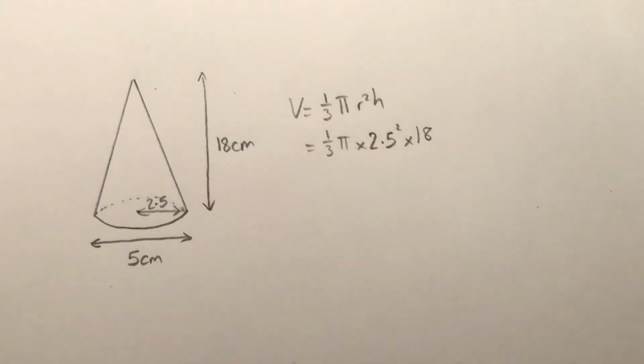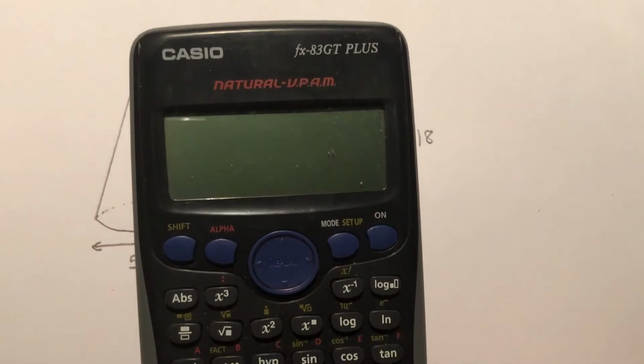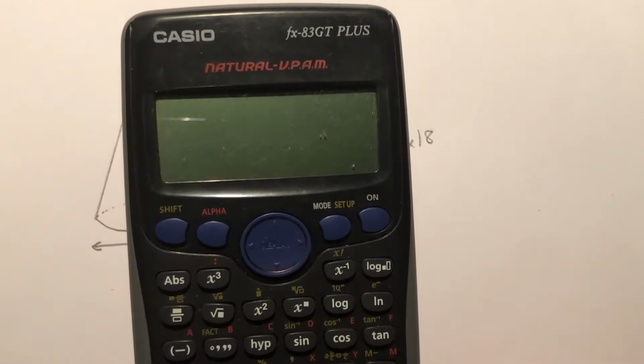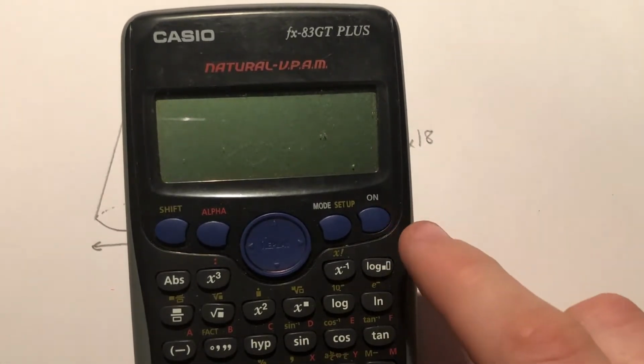Now, as I've shown you probably in a couple of videos beforehand, this is probably one of the best calculators to have for this job, especially for National 5. It's certainly one that I would recommend.